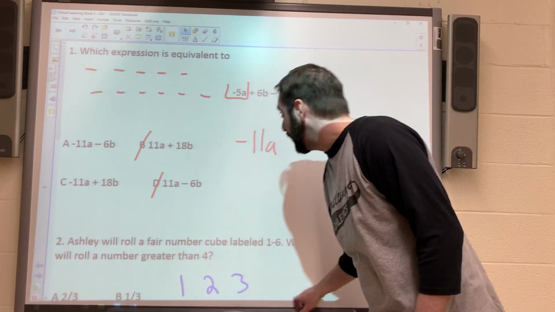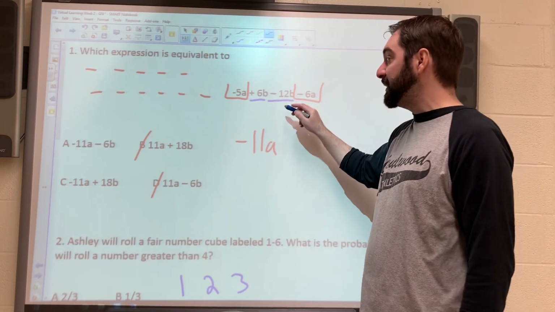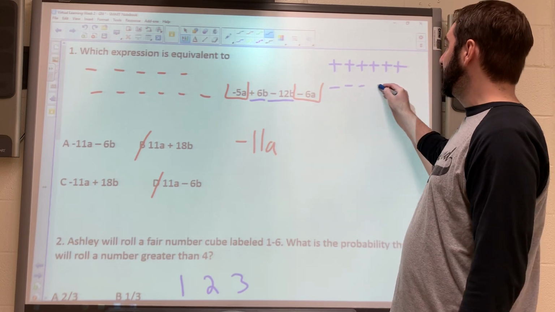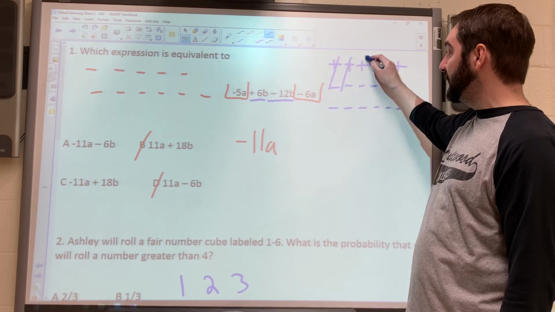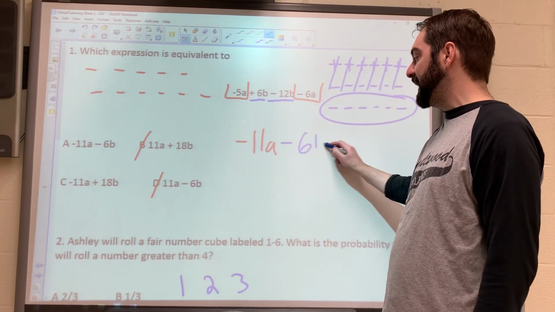In the middle, I have a positive 6b minus 12b. Now I have different signs. So again, I could list out 6 positives, 12 negatives. And then I do have some zeroed pairs. These would all cancel out and go away. I would be left with 6 negative b's.